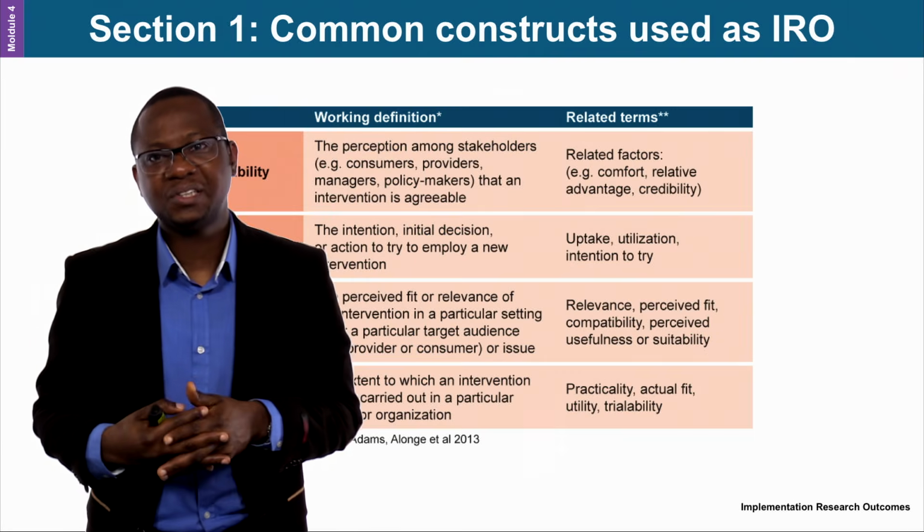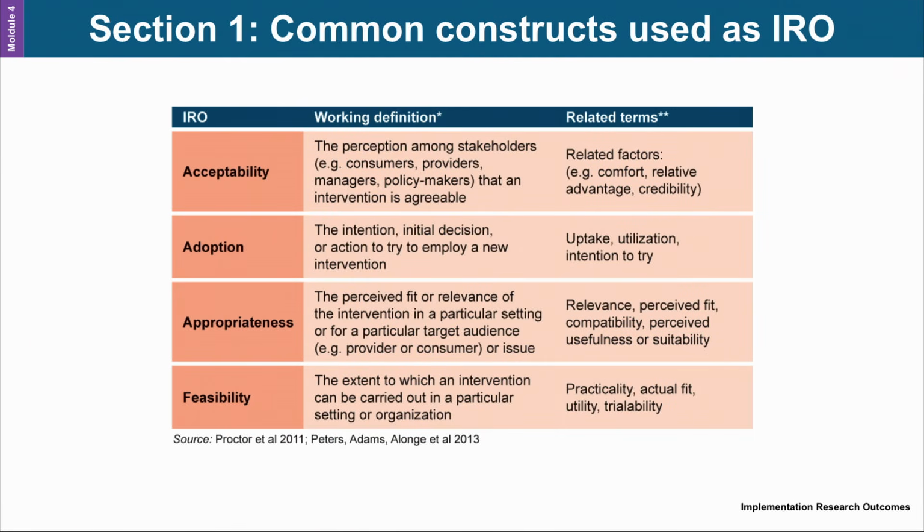achieve effective results. Feasibility is perhaps a very common construct that has been used even in the study of implementation research. Here it is defined as the extent to which an intervention can be carried out in a particular setting or organization. So you see here it's different from appropriateness in that appropriateness looks at the perceived fit. But here in feasibility, we're actually measuring the actual fit of the intervention into the new setting. That is to say that we cannot measure feasibility without actually delivering the intervention.